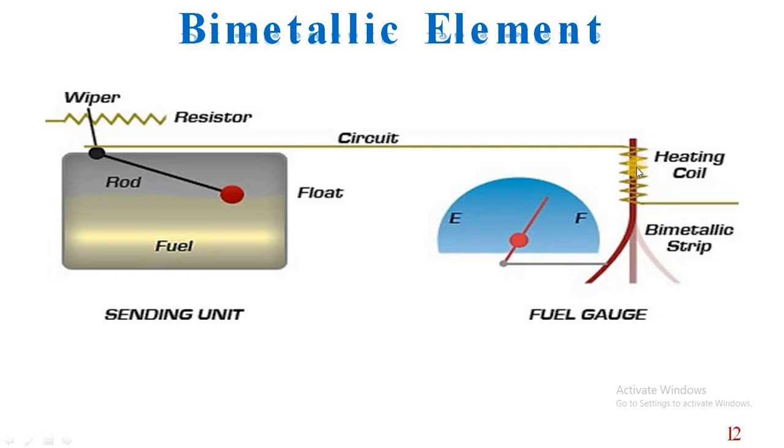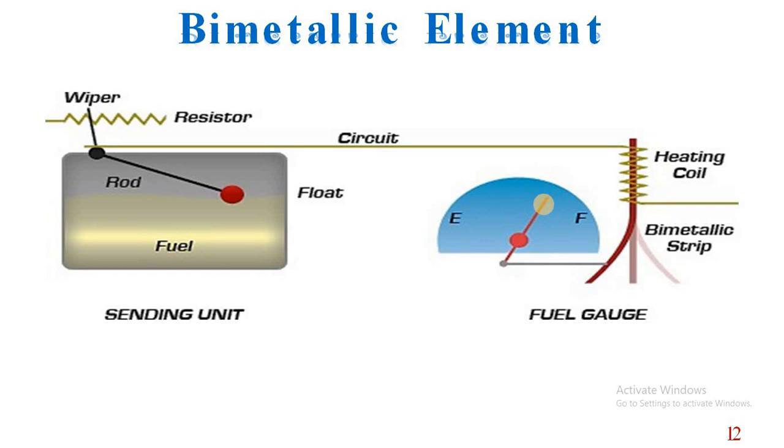Since less current is flowing through this bimetallic strip, it will be less heated, and as a result the deflection which was earlier, now the deflection will be less. So accordingly, with the movement of this bimetallic strip, this pointer will now indicate less fuel. So this is how the bimetallic strip works.